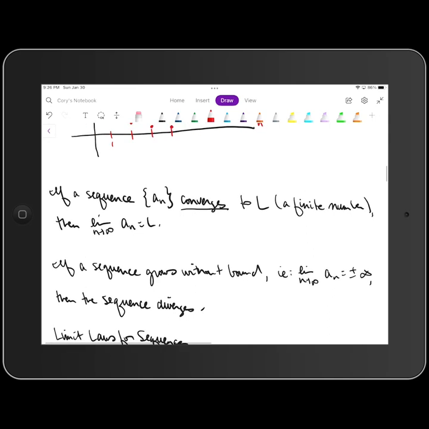If a sequence grows without bound, that means that when we take the limit as n goes to infinity of the formula that generates all of the terms of the sequence, if we find that limit goes to either positive infinity or negative infinity, then we can say that the sequence diverges. Again, if we take the limit as n goes to infinity and find it to be equal to a finite number, that means that the sequence converges. If we find that limit goes to plus or minus infinity, that means that the sequence diverges.